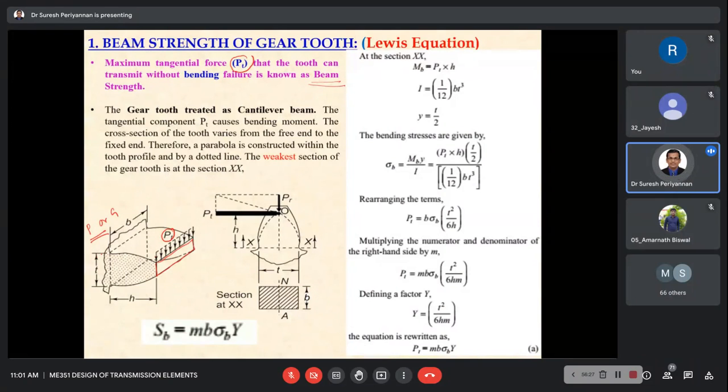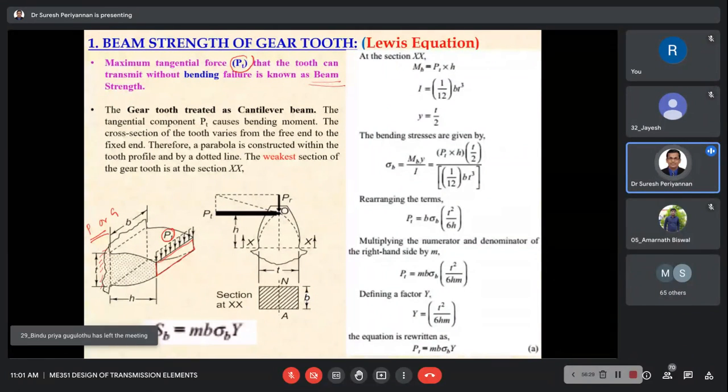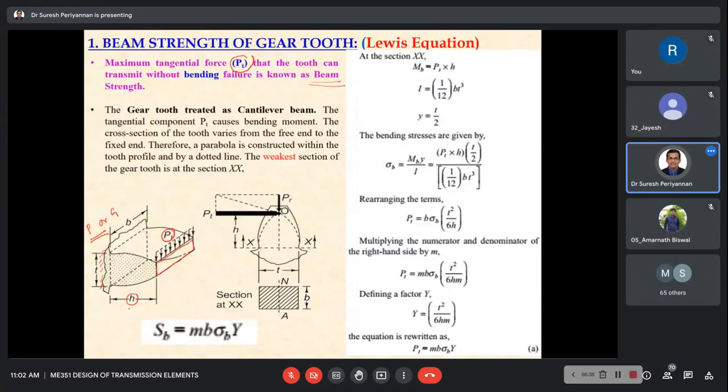Now on this side, the tooth looks fixed. This is fixed. Now this is a cantilever beam. It looks like a cantilever beam. This height is the height of the tooth. Assume it as the length of the cantilever beam. Now the load is acting here. Now where is the weakest region?